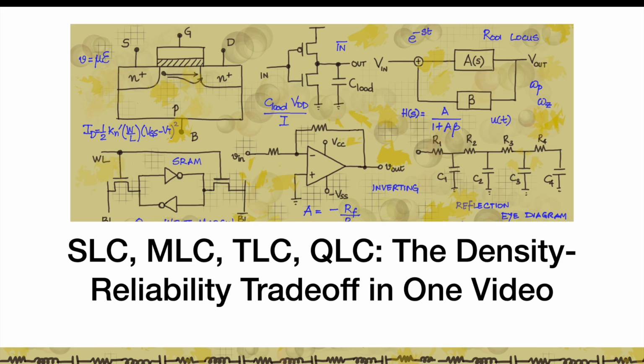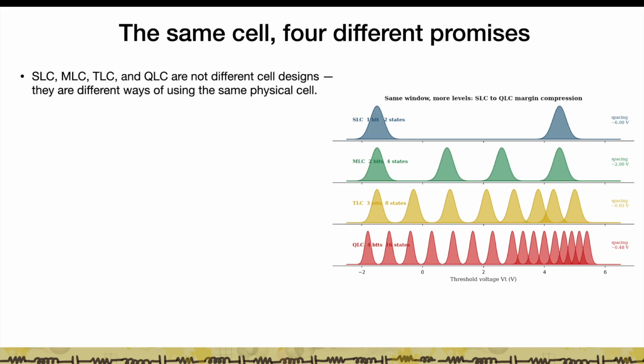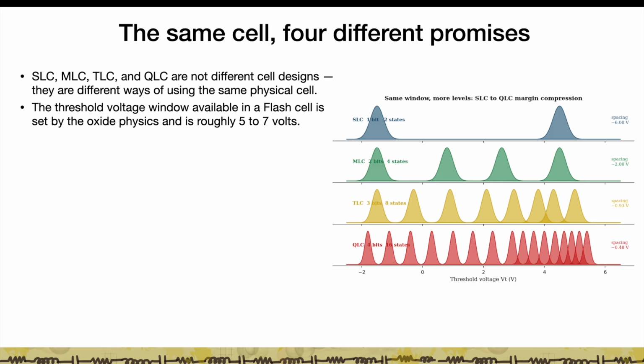Both drives use the same 3D NAND flash technology. Both come from the same fabs. The cells inside them are physically identical. The difference is entirely in how many bits those cells are asked to store. The consumer drive uses QLC, 4 bits per cell. The enterprise drive uses MLC or SLC, 1 to 2 bits per cell. Same physical transistor, completely different product performance and reliability.